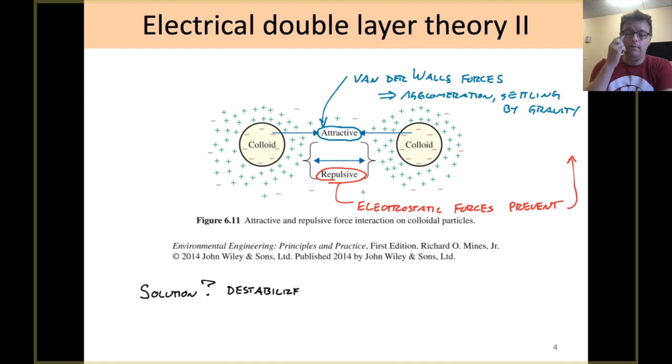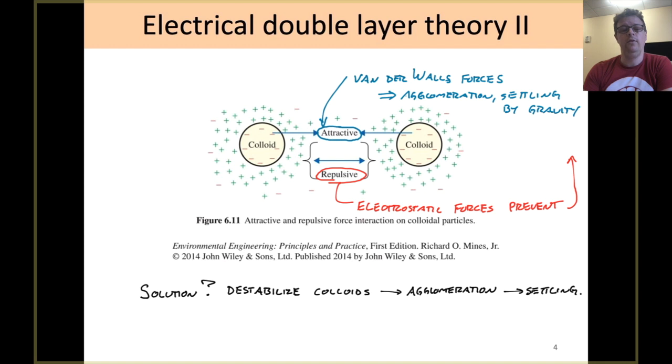So we have basically 4 strategies that we can use to try and destabilize these colloids, get them to agglomerate, meaning clump together, and get those clumps to ultimately settle out. So today is all about how we destabilize these colloids, and we'll look through 4 major options.